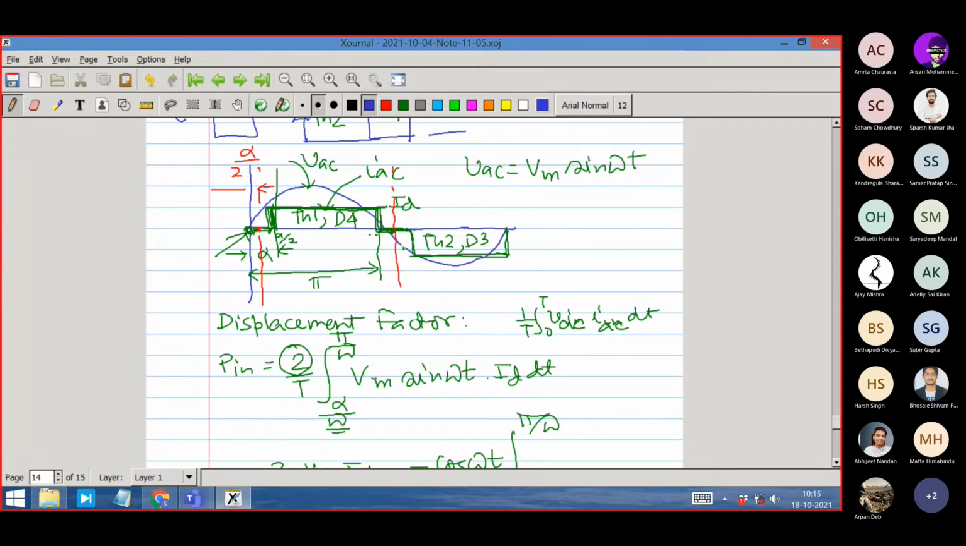the way the current waveform is there, you can see that the current waveform is now phase shifted by alpha by 2 instead of alpha. Earlier, the current waveform would have been starting from alpha and going up to pi plus alpha, and then negated, and then negated, right? The corresponding fundamental would have been drawn like this.